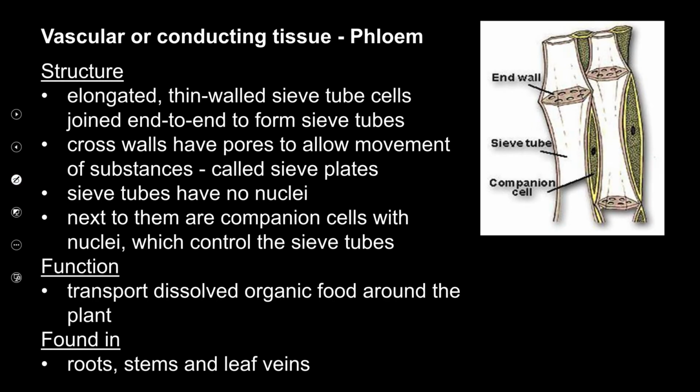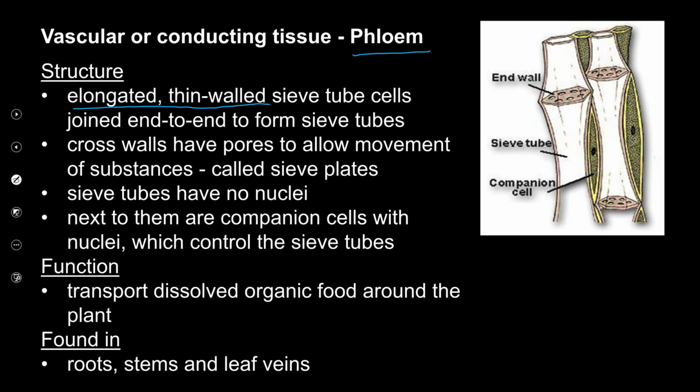Then, to get food from the leaf back down to the roots, because the roots have to live, they need food, there is a special type of tissue called phloem. They're also elongated and they have thin walls, but the cells don't join together. They've got these little things between them. And those are called sieve plates.